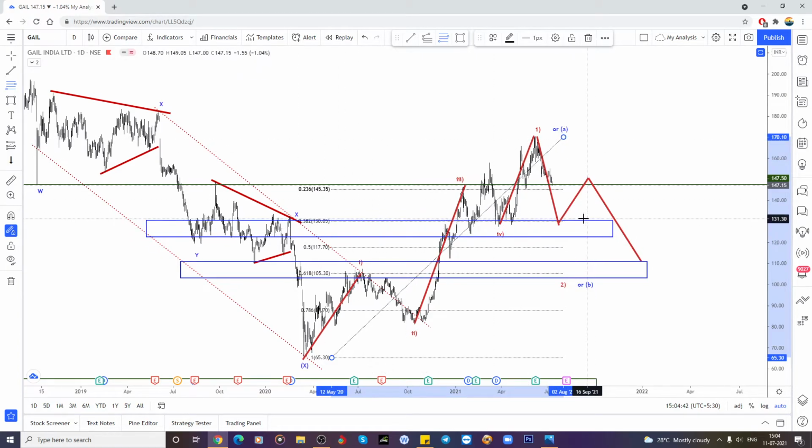this is the 38.2 retracement, exactly here, and here it's looking like a head and shoulder pattern. So if it breaks the neck, that same length will be the target. Otherwise it can go above this also, so that will be very simple.